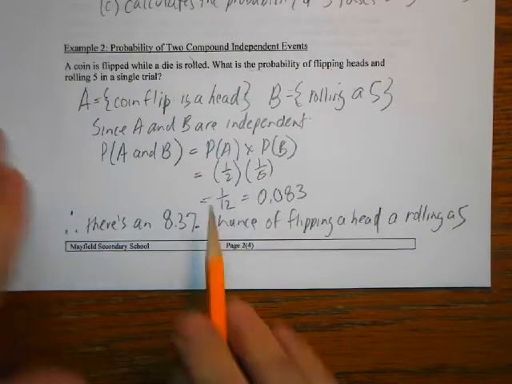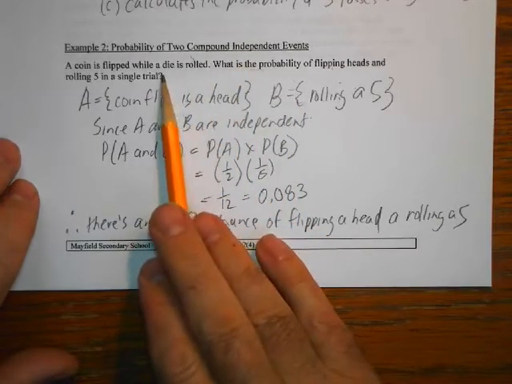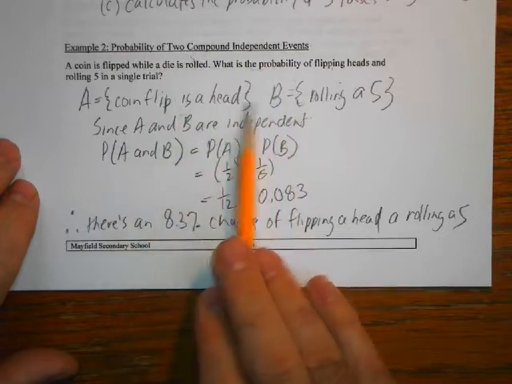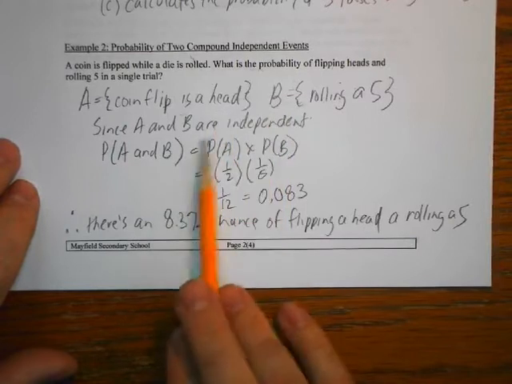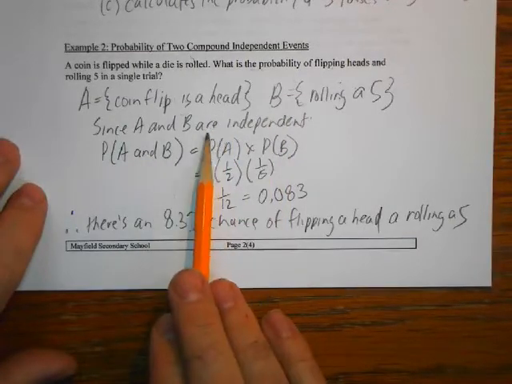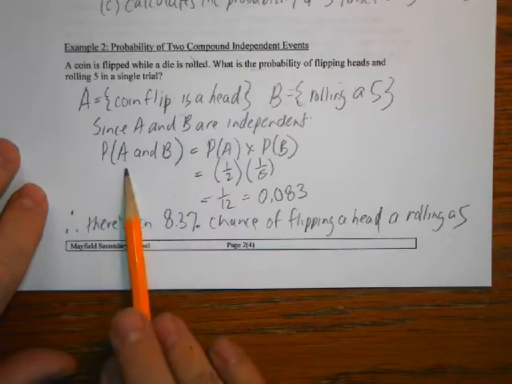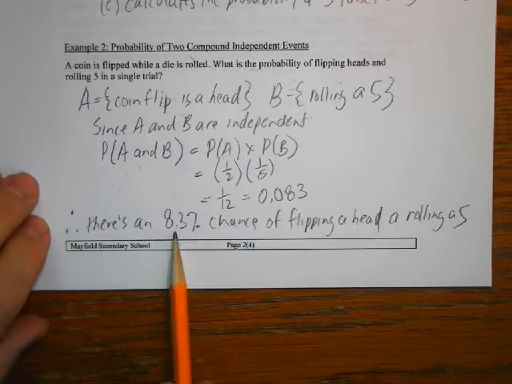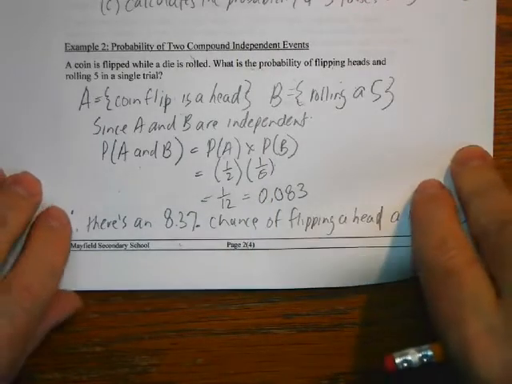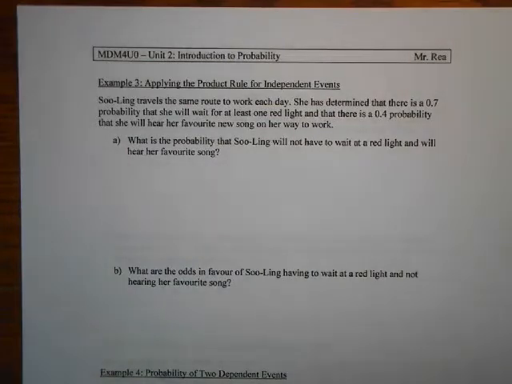Okay, so to summarize, the 2 events that are being talked about in this question are independent because they do not influence each other's probability if they do or do not happen. So since they're independent, we can use the formula for independent events, which is probability of A and B is equal to probability of A times probability of B, and we get that there's an 8.3% chance of both of these happening. Okay, on to example 3.